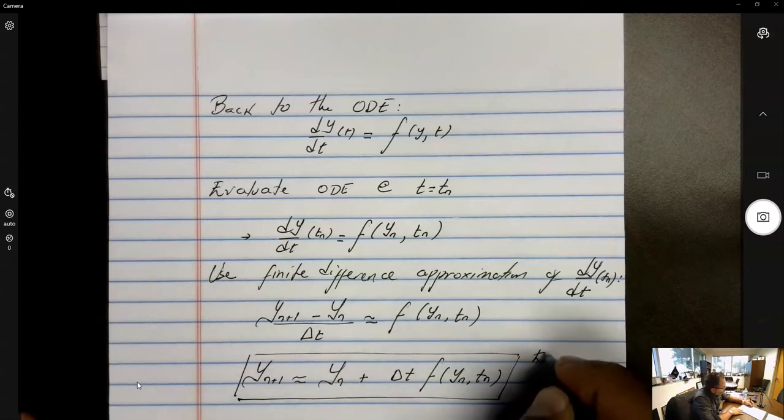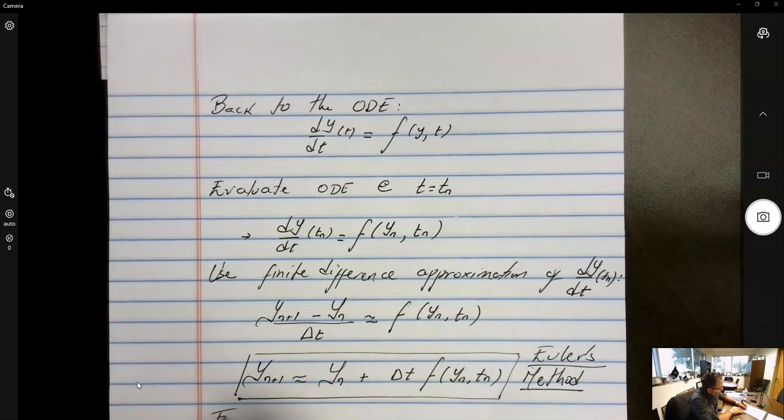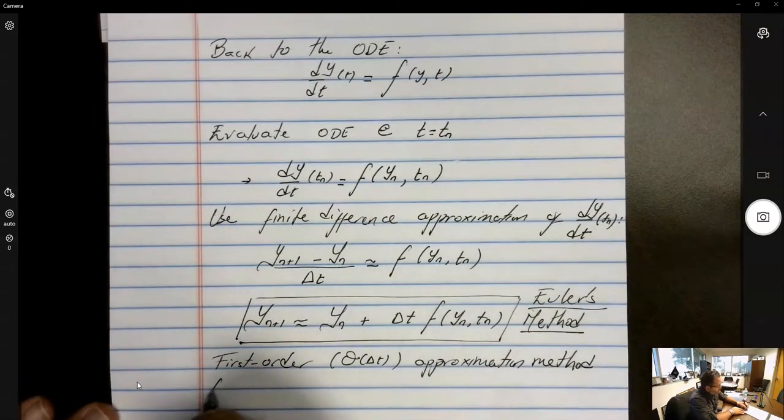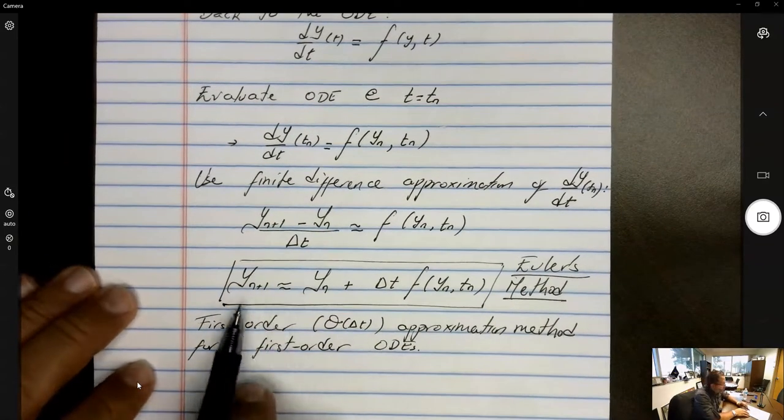And this is called Euler's method for approximating the solution of an initial value problem. How are we going to do this? Well, this is a first order, again, that means order delta t, approximation method for first order ODEs. So it's a first order approximation method for first order ODEs, which means that it will give me an approximation to the solution in discrete form.